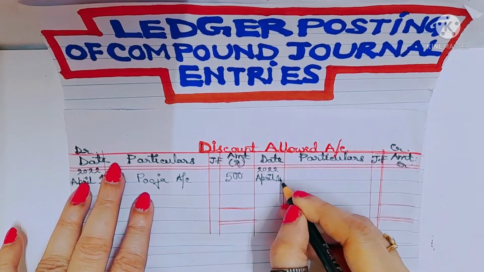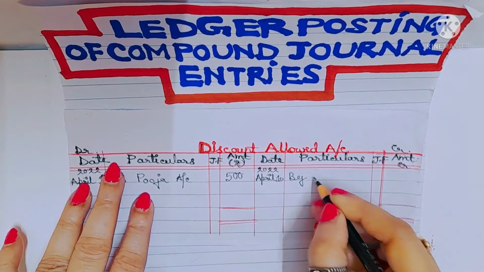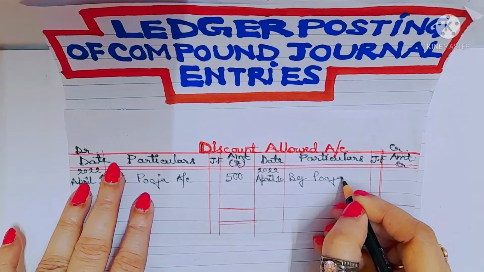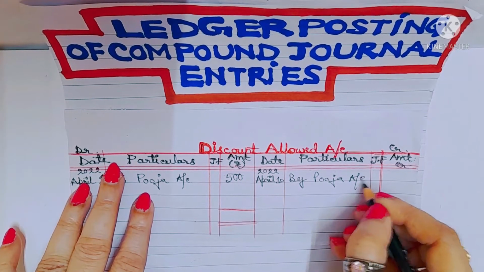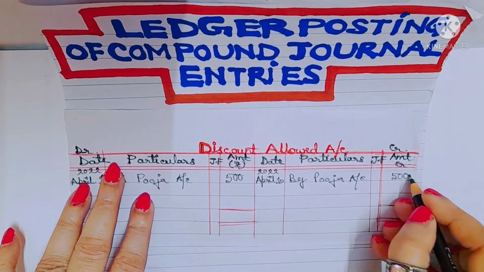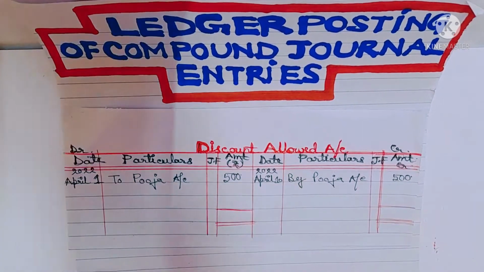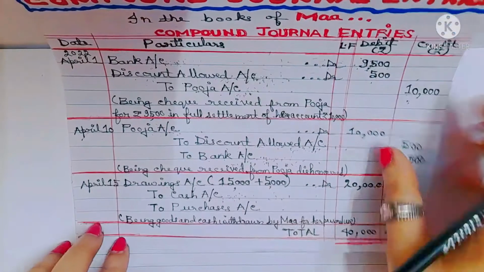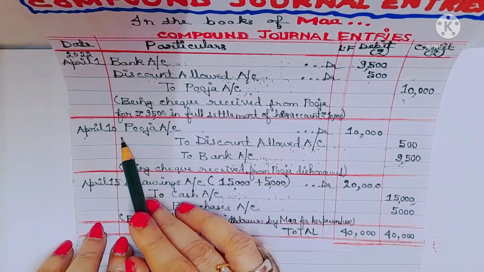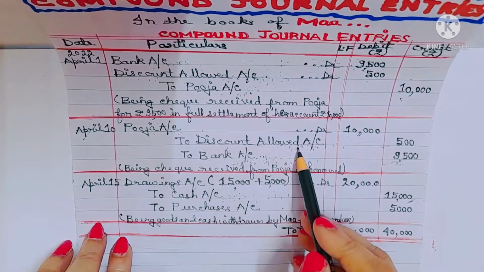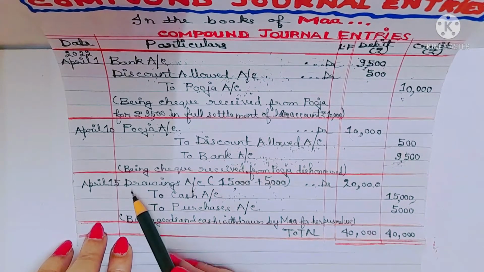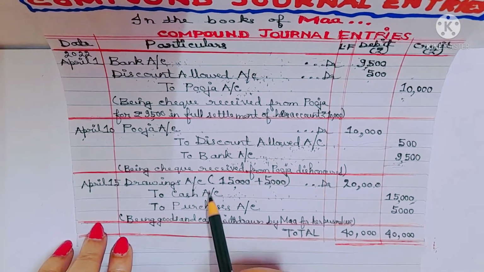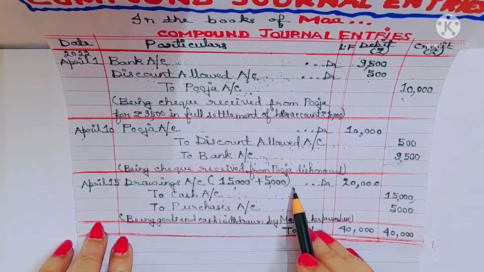10th April by puja account 500. Is there any transaction of discount allowed? Let's see. Second journal entry on 10th April, puja account to discount allowed account 500 to bank account we did. On 15th April, drawings account to cash account to purchases account. There's no discount allowed account, so ignore.